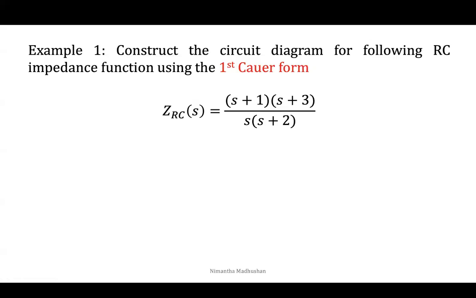Hello everyone. In this video, I will explain how to synthesize passive RC circuits using Cauer forms. There are two Cauer forms, first Cauer form and second Cauer form. The impedance function is given as Z_RC(s) = (s+1)(s+3) / (s(s+2)). Before synthesizing the passive network, we have to check whether the given function is realizable or not.